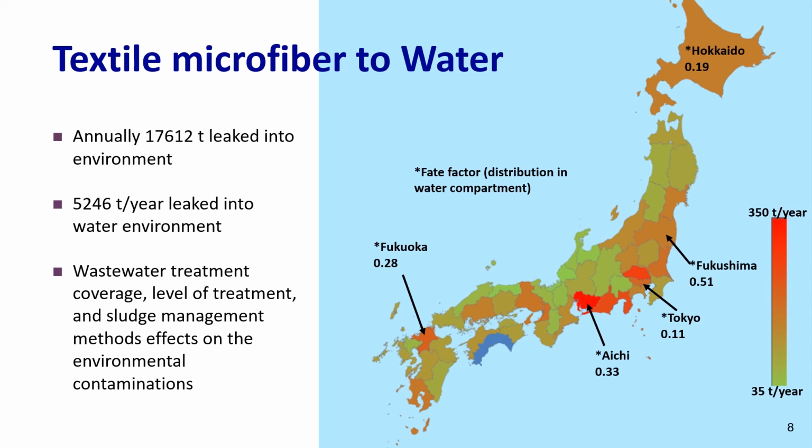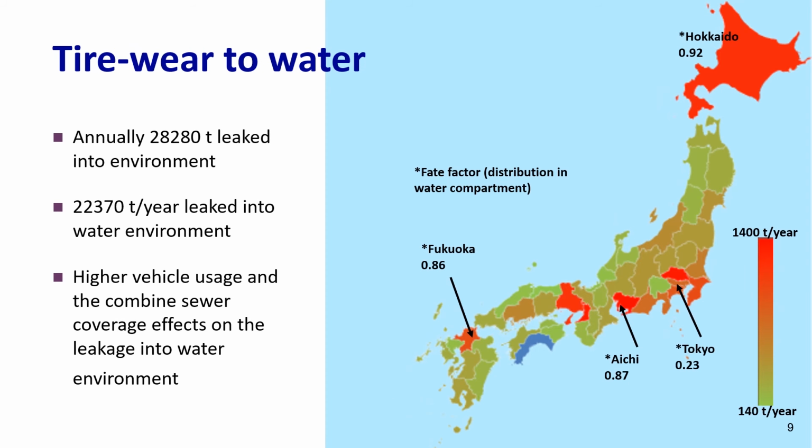There are significant variations in different sections of Japan. For example, Tokyo is 7.11 for textile microfiber leaking into the water environment, whereas in different prefectures like Fukushima, the value is 0.51. On the other hand, for tire wear, Tokyo is 0.23, but a prefecture like Hokkaido has a higher value such as 0.92. So these are highly dependent on the wastewater treatment plant efficiencies and the combined sewer fractions.